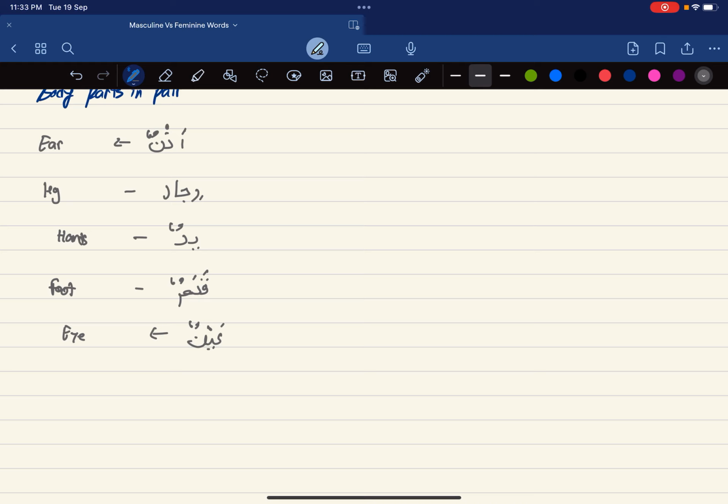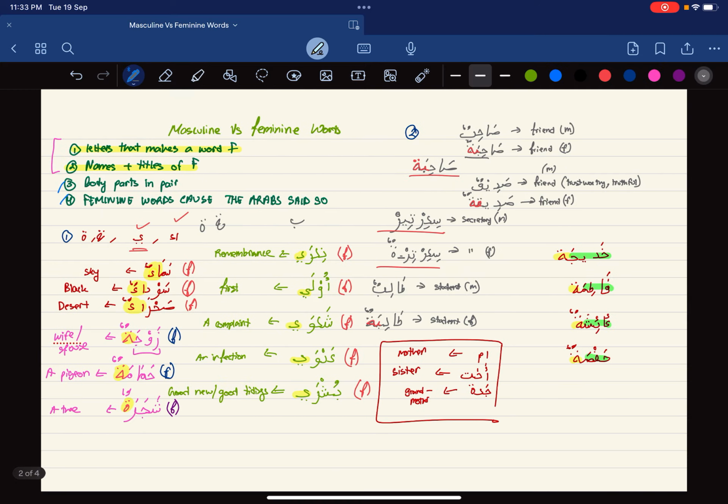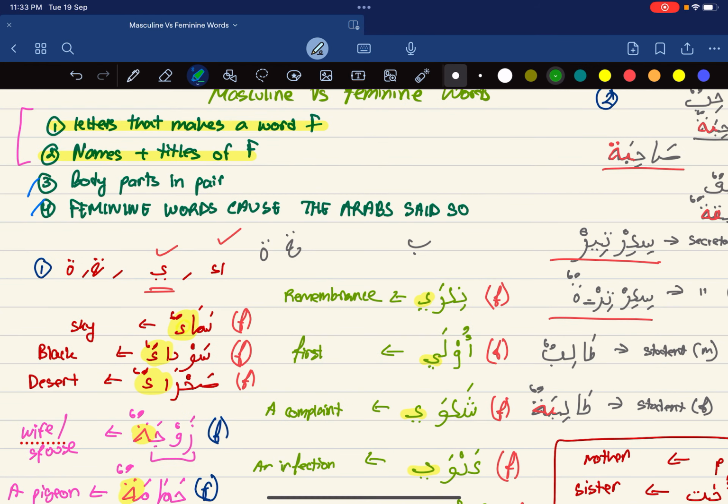Just for the time being, know these words here. They are feminine words, okay? I don't want to go into details here because this is the least important right now. In fact, I want to focus on number four, because these are very important words that need to be memorized. They are Quranic words, meaning many of these words come up a lot in the Quran.